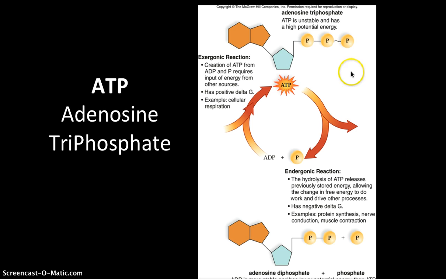The 3 phosphates repel each other. They don't want to be near each other, so they create instability and potential energy. This molecule is high energy because we can easily release this phosphate and release energy. So here we have ATP. It's unstable and has high potential energy. And then as we release this extra phosphate, it is an exergonic reaction.